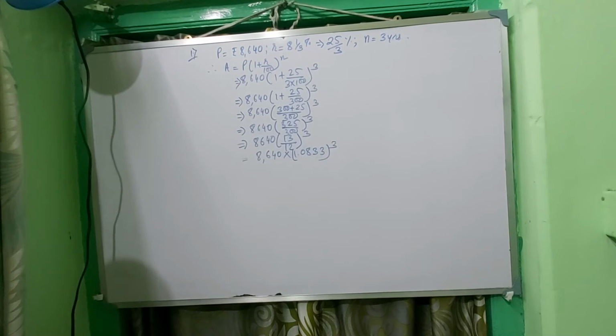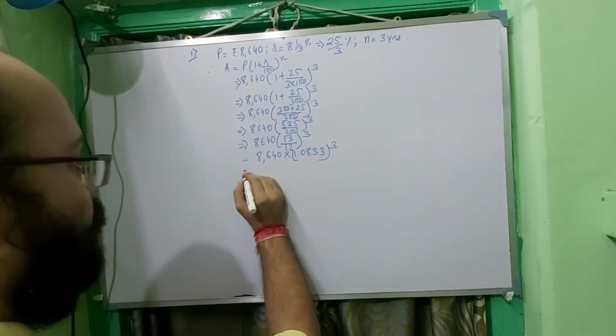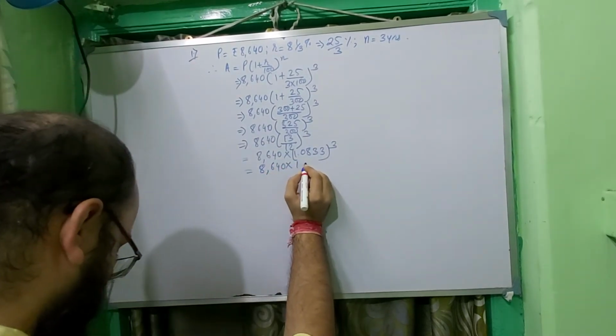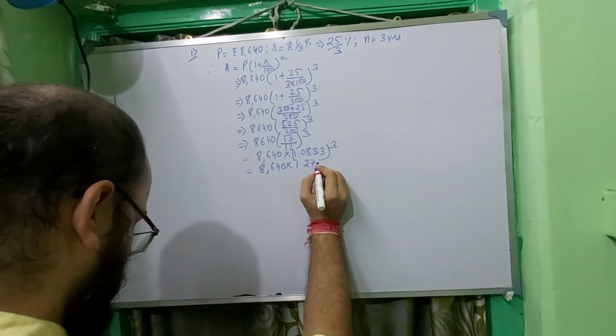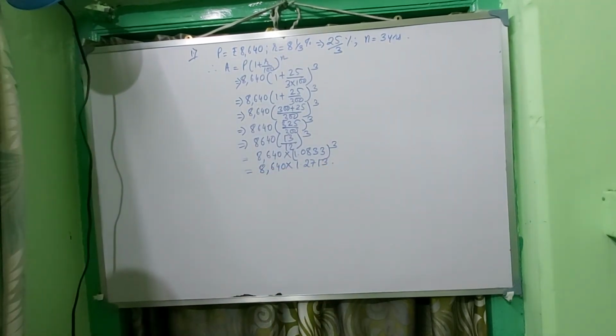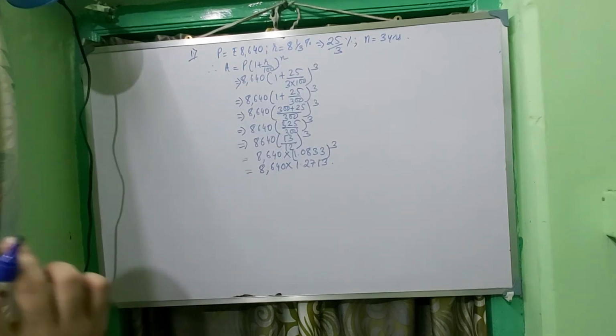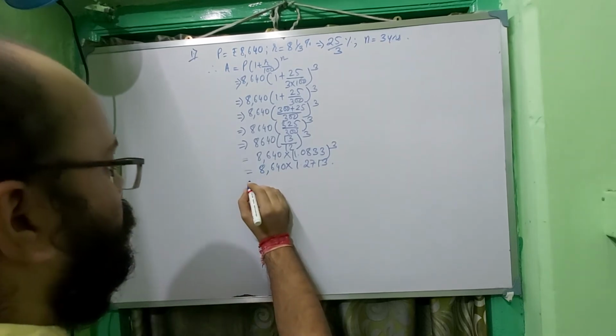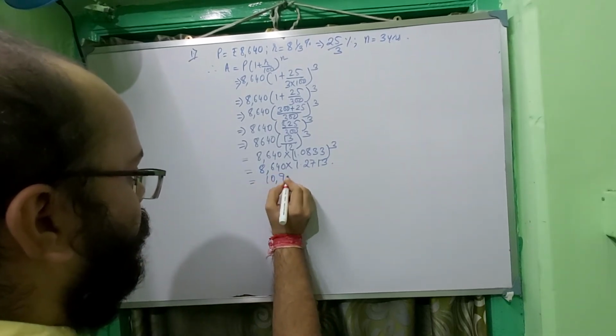1.0833 into 1.0833 into 1.0833, you will be getting that 8640 into 1.2713. If you multiply 1.2713 into 8640, you will get 10,984 point something. So it is getting 10,985.